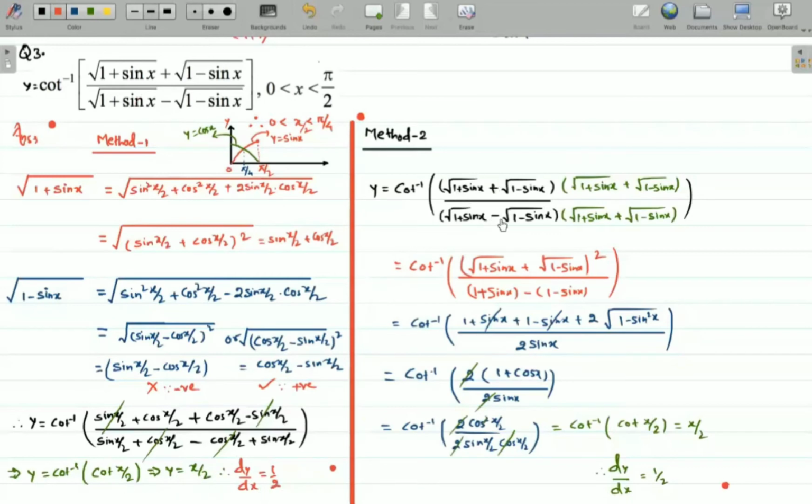Another way of solving this question is rationalizing the denominator. So we'll multiply the numerator and denominator with the conjugate. Then we solve this. We find that for 1 plus cos x, we can write 2 cos squared x/2, and for sin x, 2 sin x/2 cos x/2. We'll get cot x/2. So x/2, again differentiation will give you half.